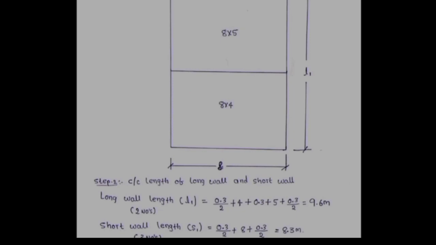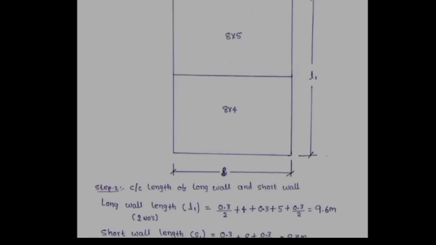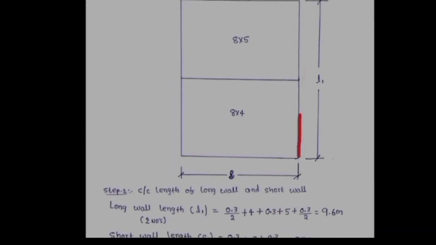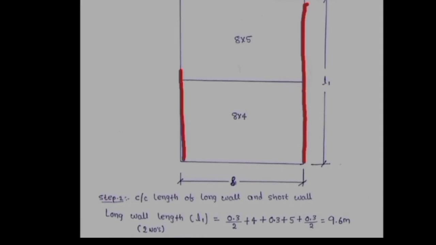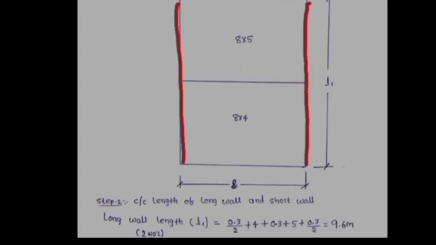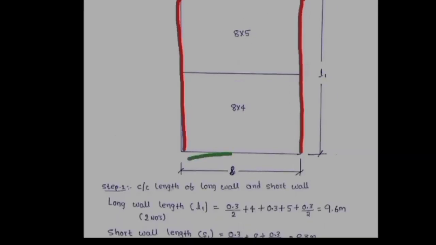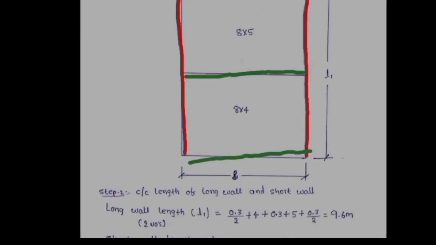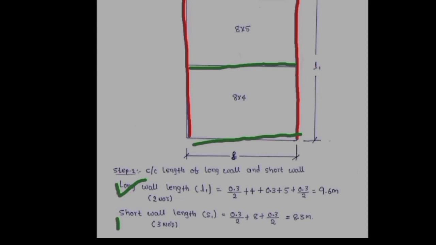In the beginning I already told you, consider the long length of wall as a long wall, so that will reduce the calculation part. So that's why I am considering this wall as a long wall. Then this wall also becomes a long wall, because these two walls have the same length and are parallel. And I am considering this wall as a short wall, and this wall also becomes a short wall. Therefore the number of long walls becomes 2 and the number of short walls becomes 3.